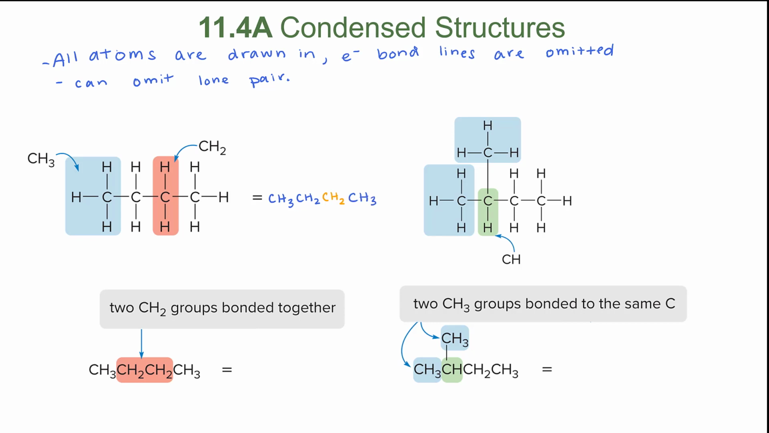So on that top example there, we can shorten it like we did on the last slide, where these two CH2 groups are bonded together and they're the same. We can shorten that using the parentheses. So CH2, we have 2 of those, and CH3.